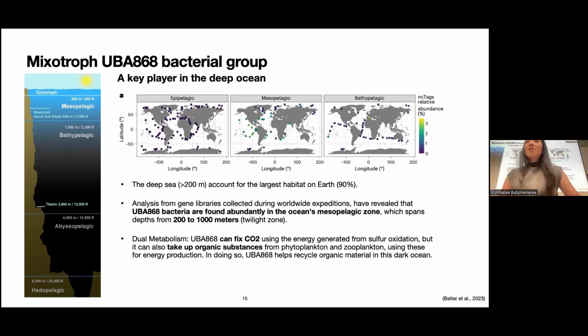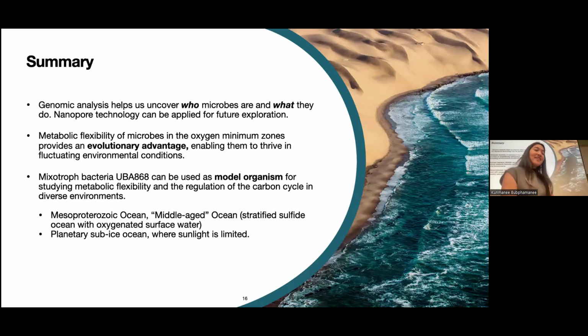It seems like a lot of bacteria in oxygen minimum zones have this flexibility. So in summary, these genomic analyses help us uncover who microbes are and what they do. And another thing that might interest people who like technology: nanopore sequencing devices could be applied for future exploration. And what did I learn about the metabolic flexibility of microbes in the OMZ?